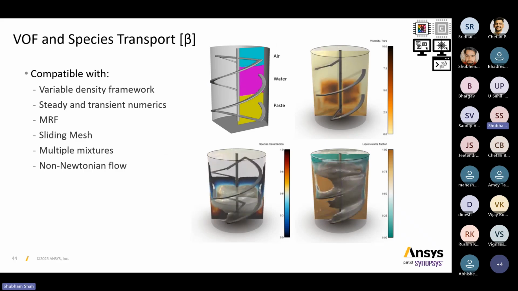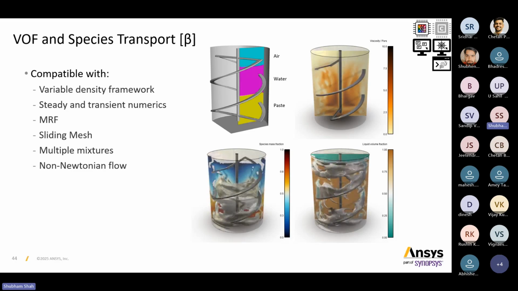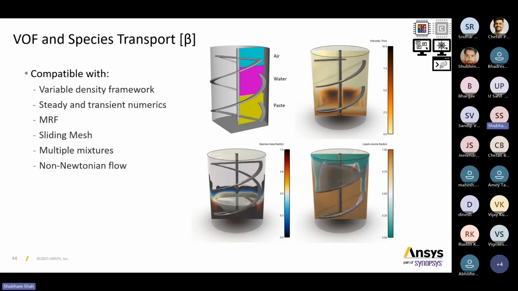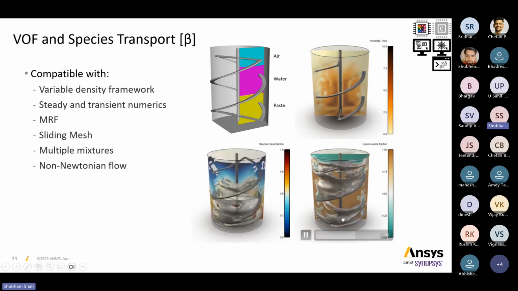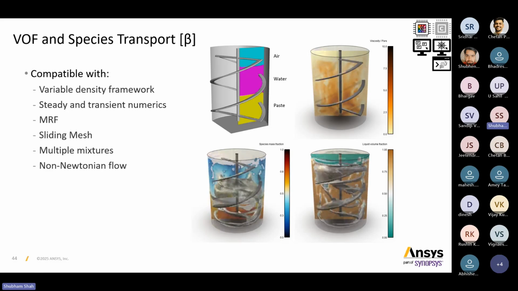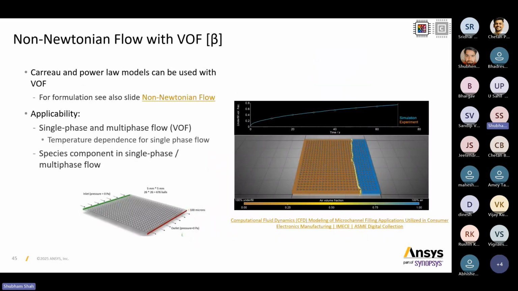When we talk about the VOF model, VOF and species transport is still in beta mode. It comes with the variable density framework, along with transient and steady state sliding mesh, MRF, multiple mixtures, and non-Newtonian fluids. These are certain examples. You can see how the mixing is taking place along with the species transport. This is still in beta mode. Again, the non-Newtonian fluid is also combined with the VOF model, still in beta mode.